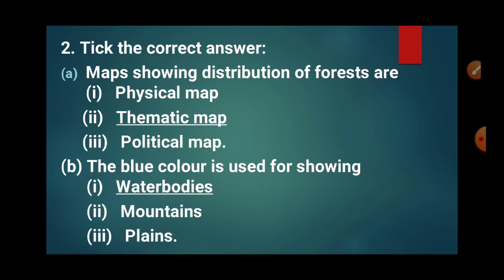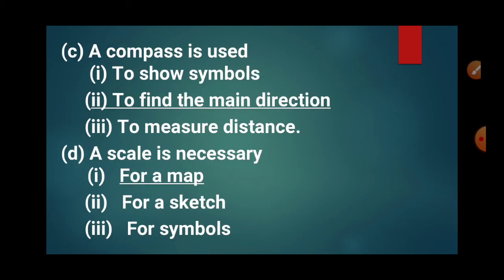Then, pick the correct answers. Answers are underlined. First one: a map showing distribution of forests is a thematic map. Then, the blue color is used for showing water bodies. A compass is used to find the main directions. A scale is necessary for a map because sketches and symbols are rough drawings.